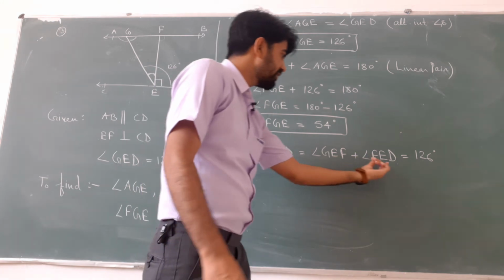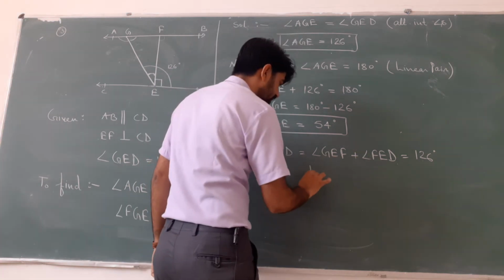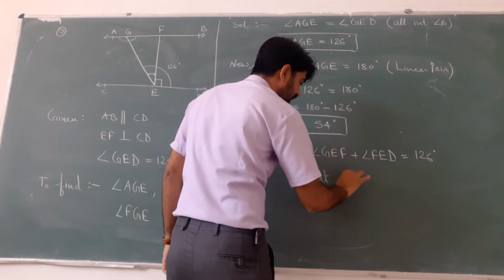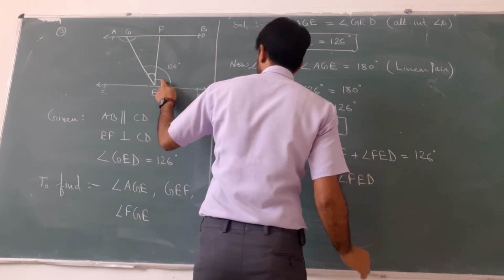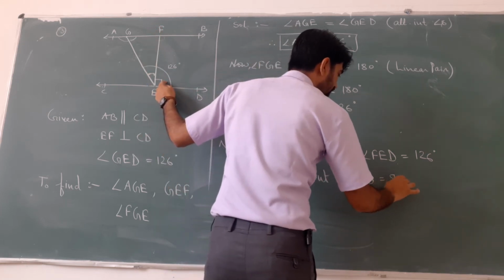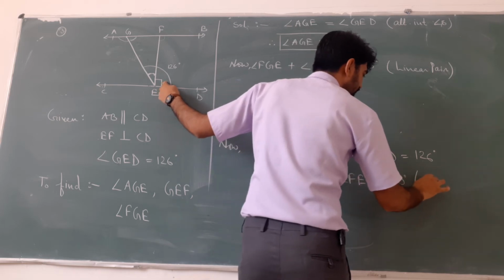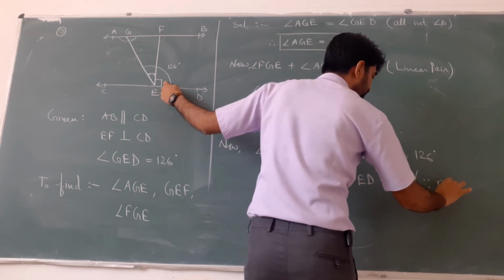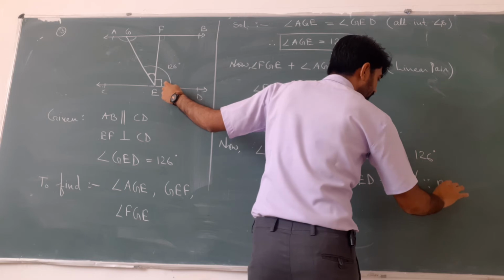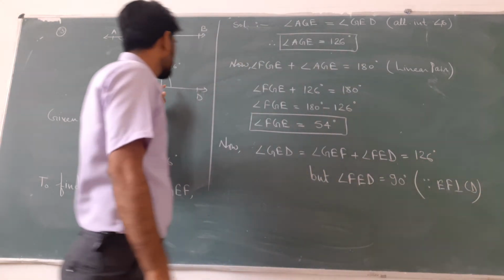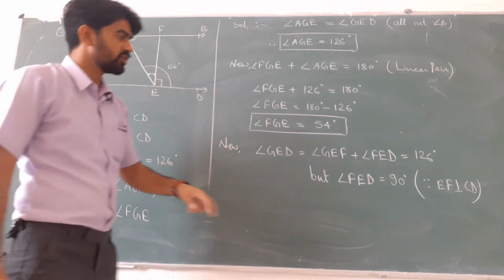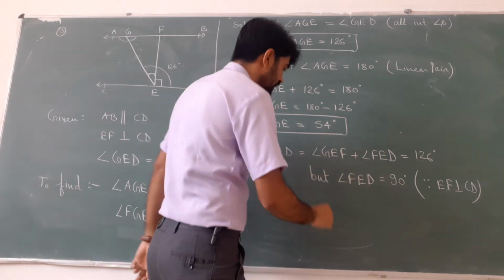But angle FED, look here, FED, this is 90 degree. Why? Because EF is perpendicular on CD. It is given. So this angle will be 90 degree. So we'll put this value here.